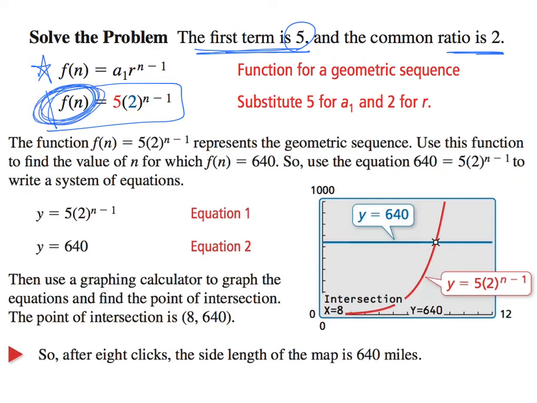Now to solve it, I am using graphing. I took y equals one side and y equals the other. I plug them in my graphing calculator. Here they are. Y equals 640, and here is y equals 5 times 2 to the n minus 1 power. I use the intersection button to find this. Now, we already know 640, so 8's what I want. So after how many clicks? After 8 clicks, it would give me a map of 640 miles.